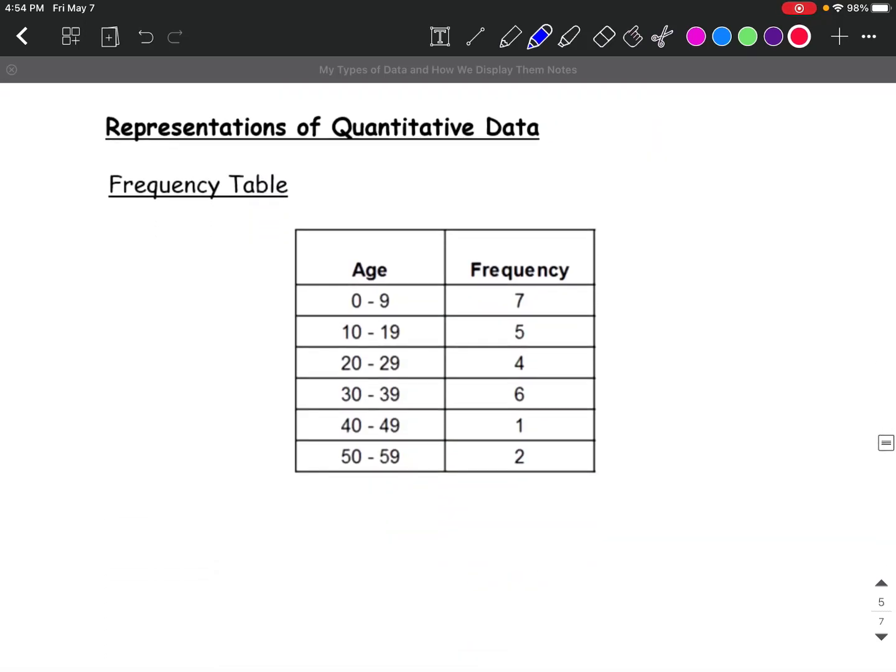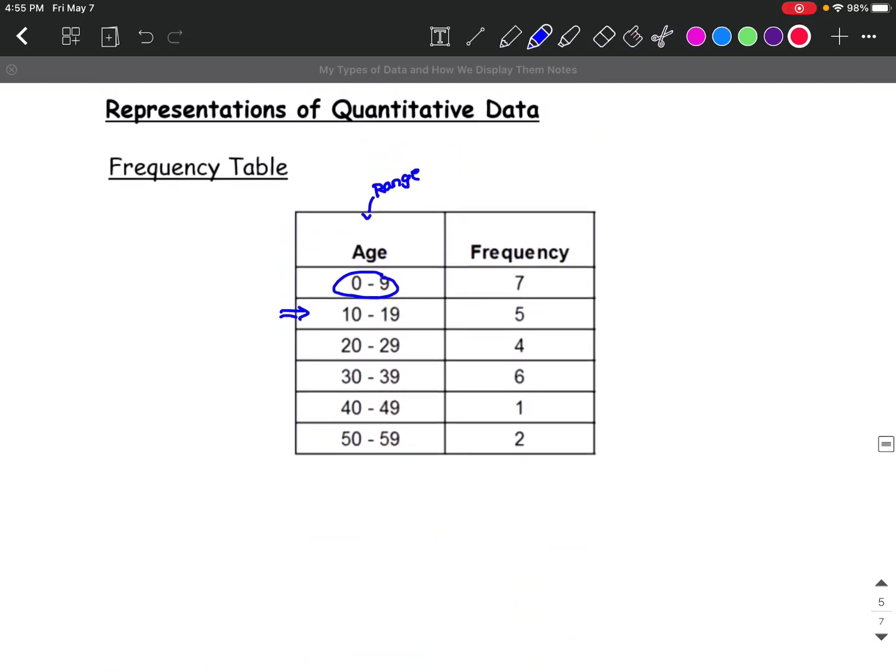Now let's look at some of the representations of quantitative data. So here is a frequency table. Now notice the ages are grouped. So you're counting how many people fall into a category or into a group, an age range. A lot of times you'll see that this is called like the range of the ages here. Okay, do you fall in the 0 to 9 group, the 10 to 19? Most of you fall in this category, right? Between 10 to 19, 20 to 29, 30 to 39, 40 to 49, and 50 to 59.